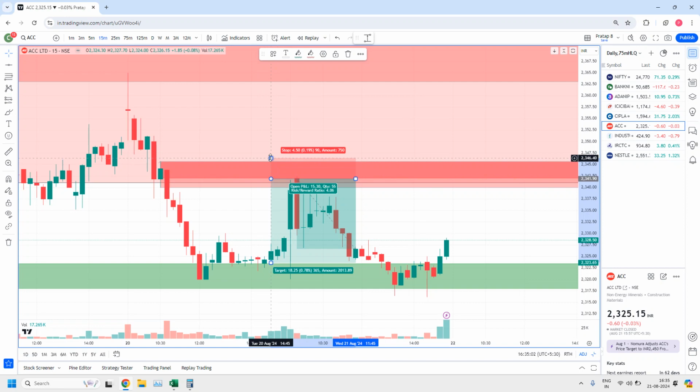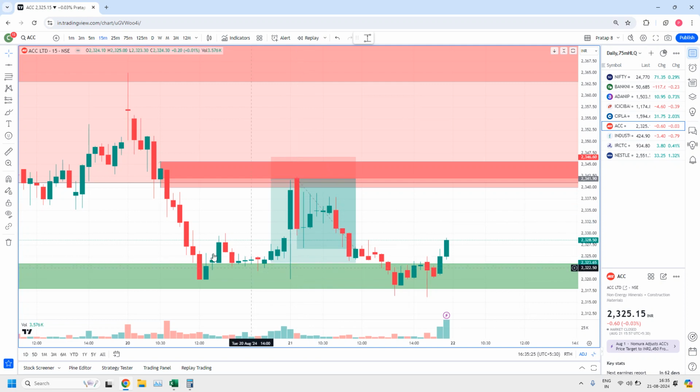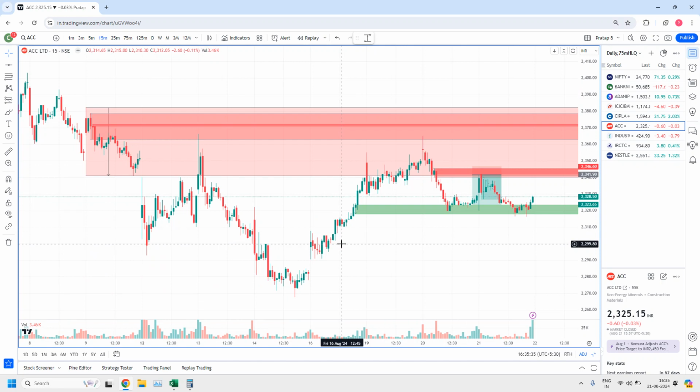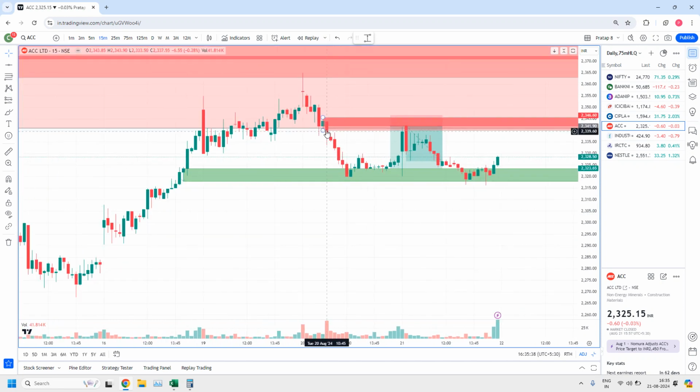Maybe if you add some more stop buffer, it would be 1:3.65 RR. So you have close to 1:4 RR. So you have enough RR and it reached the 15 minutes target. And it is also having a fine-tuned 5-minute zone.